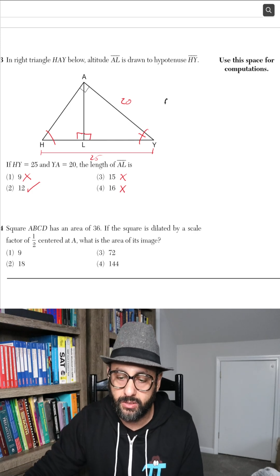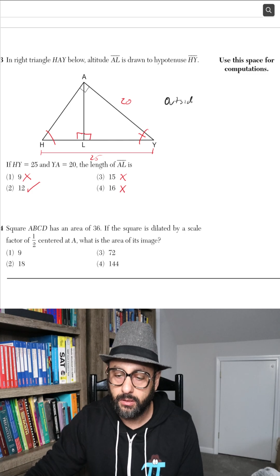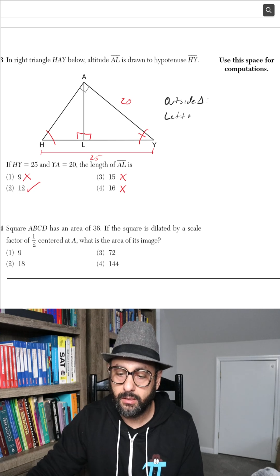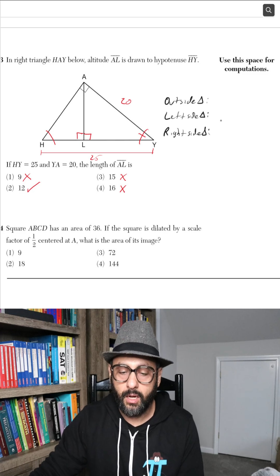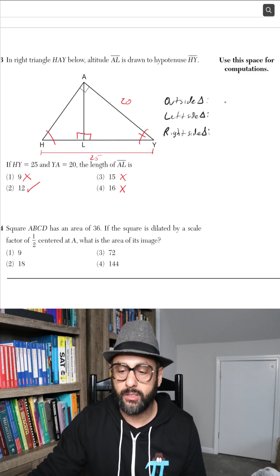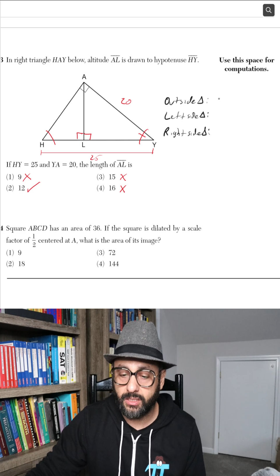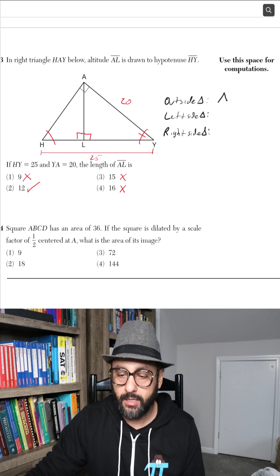So I'm going to say the outside triangle, the left side triangle, and the right side triangle. Well, the right angles definitely correspond to each other, so I'm going to write those in black. For the outside triangle, that right angle is at A. And for the left side and the right side triangle, both right angles are at L.